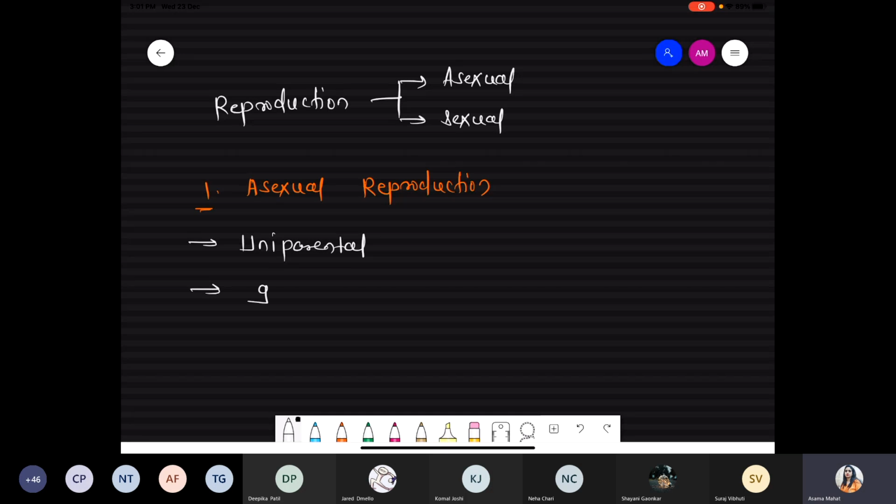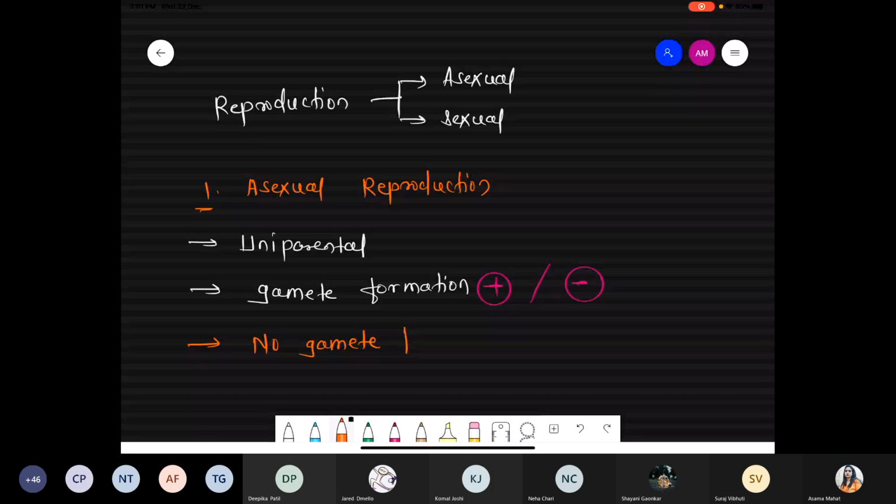Another one, during the asexual mode of reproduction, gamete formation can occur. So gamete formation can occur, meaning it can be present or it can be absent also. Gametes can be formed or maybe not formed, but 100% there is no gamete fusion. And no gamete fusion means simply there is no fertilization. So gamete present or absent, both conditions are possible, but there is 100% no gamete fusion.